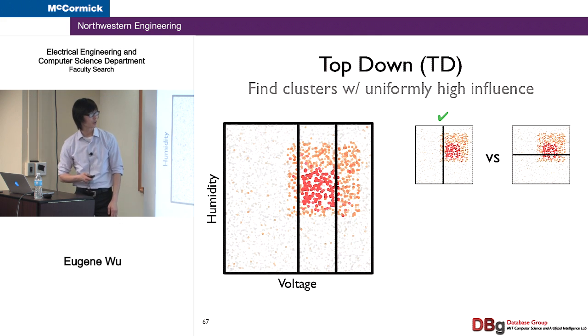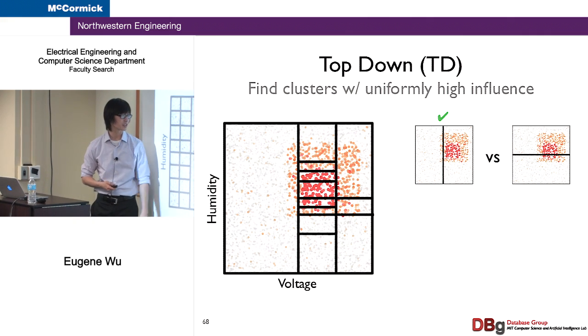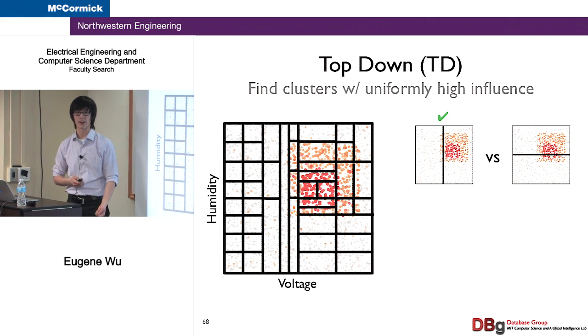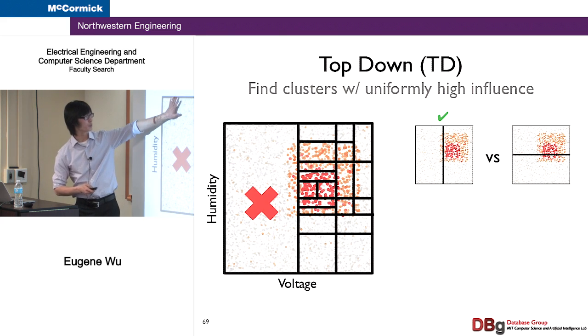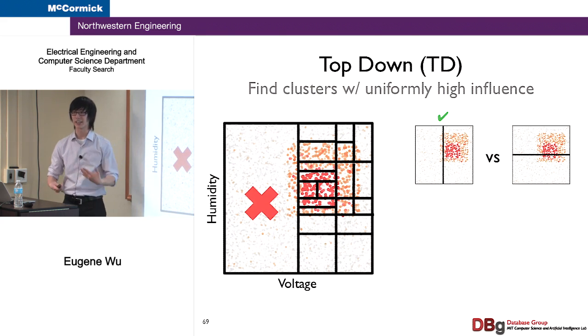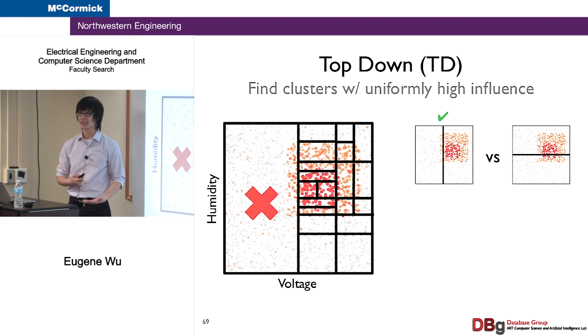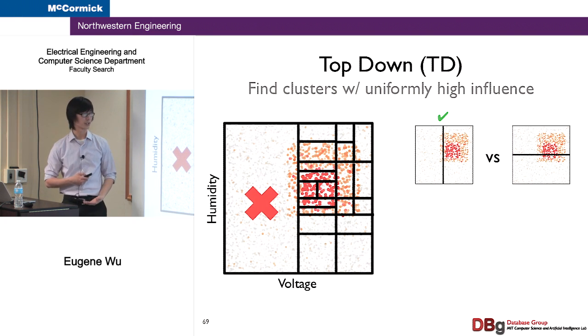And so we would just continue on and keep splitting until the standard deviation within each of these clusters is below some threshold. And the main intuition for optimization here is that we can avoid completely splitting this part because it doesn't contain anything that's influential to begin with, right? So we can avoid over-partitioning the space.